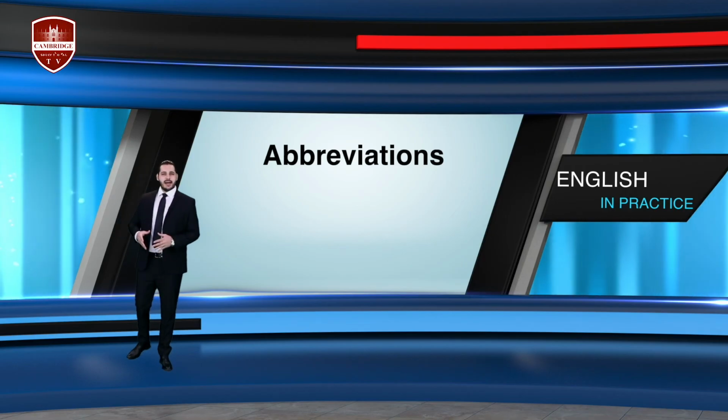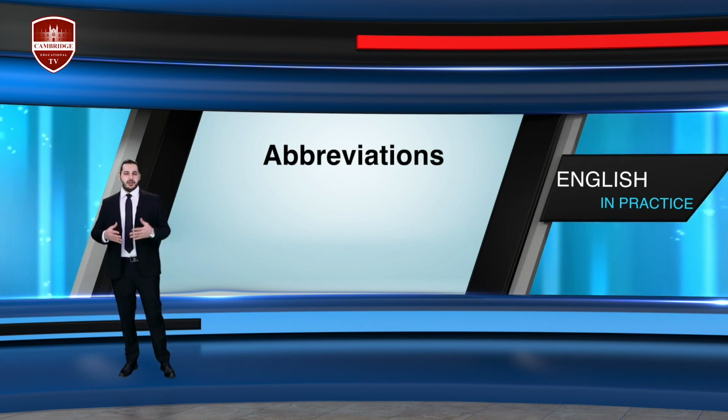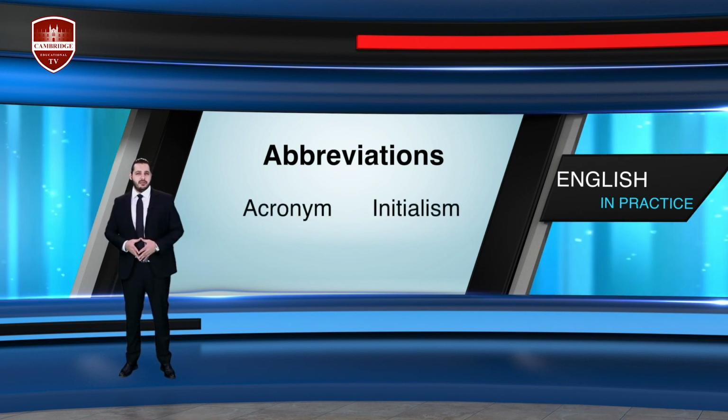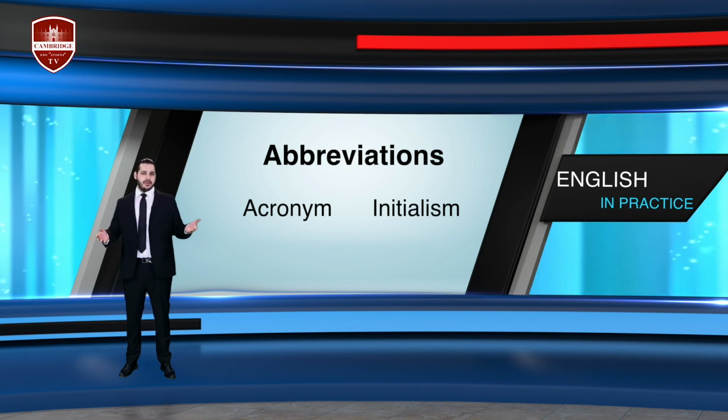So, today we looked at what an abbreviation is. We looked at the two types we talked about in this episode, the acronym and the initialism.